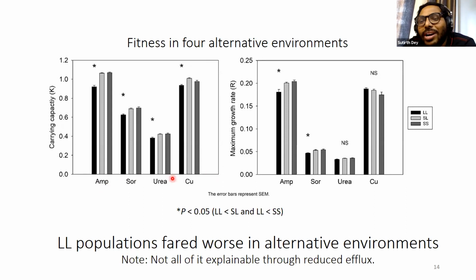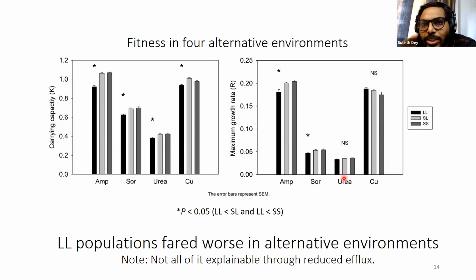And to our utter surprise, we find that the large populations, which are expected to have a greater variation, actually have lower fitness in terms of K in all these 4 environments. And in terms of R, they have lower fitness in 2 of the environments, and in the other 2, their fitness is not significantly different. So overall, one can say that the LL populations are doing worse in the alternative environments.